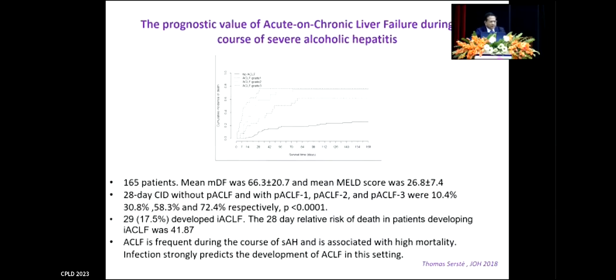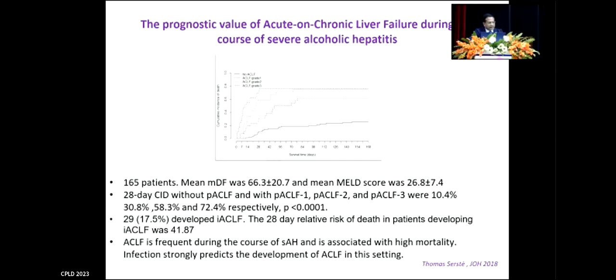I'm not going to go into details because ACLF is a totally different ballgame, and I think there will be separate talks on ACLF. But the prognosis of ACLF during the course of acute alcoholic hepatitis or severe alcoholic hepatitis also determines the prognosis. So this is a study published in the Journal of Hepatology. 165 patients, mean DF was 66, and mean MELD score was 26 plus or minus 7.